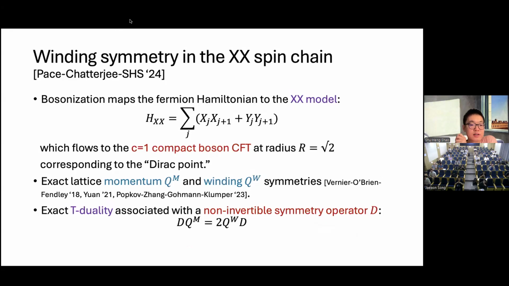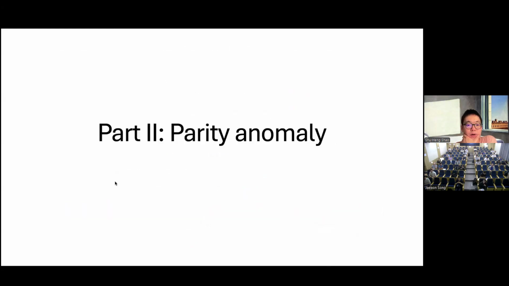Okay, so this is the one-slide summary of our second paper on this subject. All right, so if there's no more question, I'm going to depart from 1+1D and go to 2+1D.